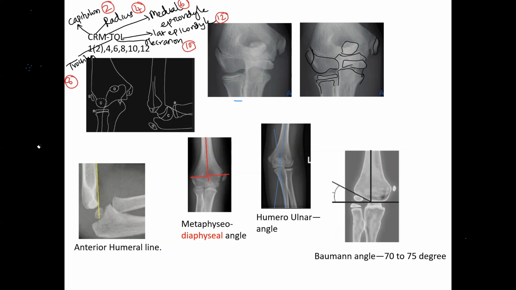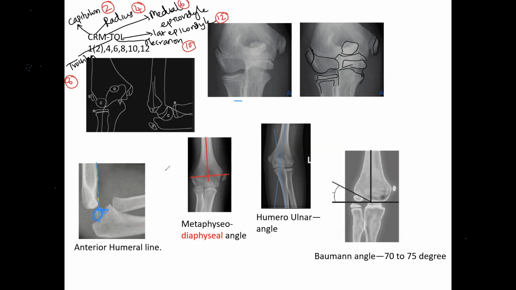Then there are three radiological parameters which are very important. One is anterior humeral line. What is anterior humeral line? When you take a lateral view and you draw a line along the anterior aspect of the cortex. So this is the lateral view. So anterior cortex, if you draw a line like this, it should cut the capitulum. So it should cut the distal physis. So the distal humerus physis should lie, I mean, it should be part should be anterior to the anterior humeral line. This is very important parameter.